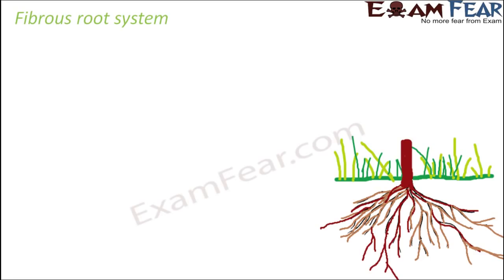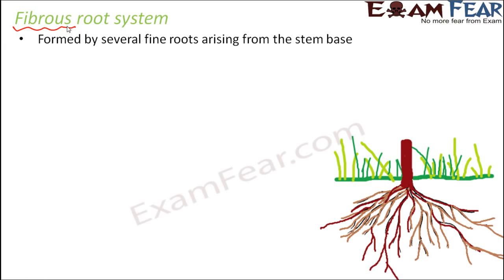Talking about fibrous root system. The word fibrous is derived from the word fiber. When you think of fiber, what comes to your mind? Fibers are some thin hair-like structures, right? Some thin thread kind of structures. So that name itself defines it. Fibrous root system is formed by several fine roots arising from the stem base. So these are the two catches here. In case of taproot system, you have one primary root and its branches. In case of fibrous roots, you have several fibers of roots or several thread-like roots arising from the stem base.